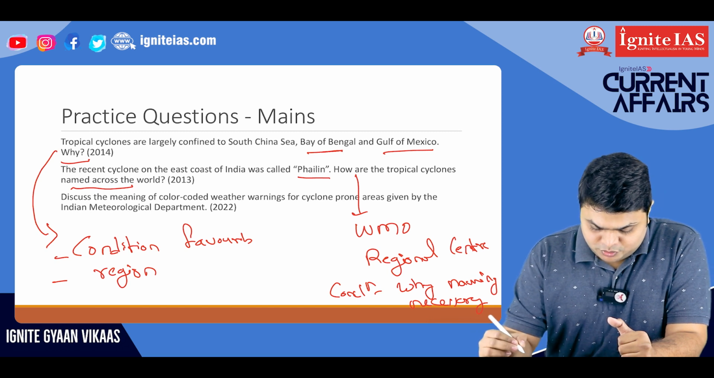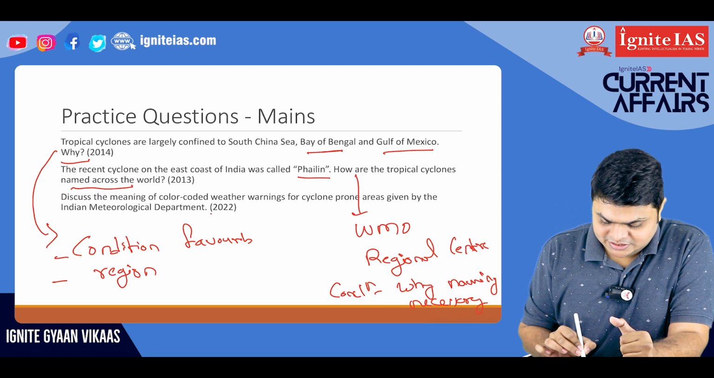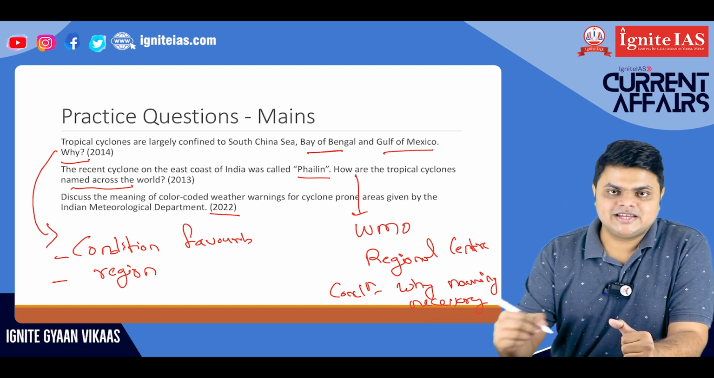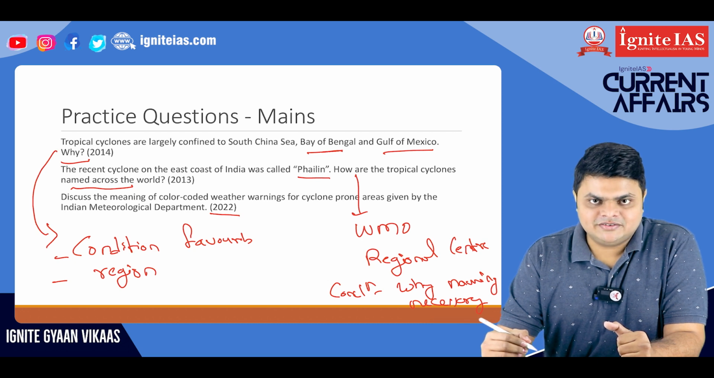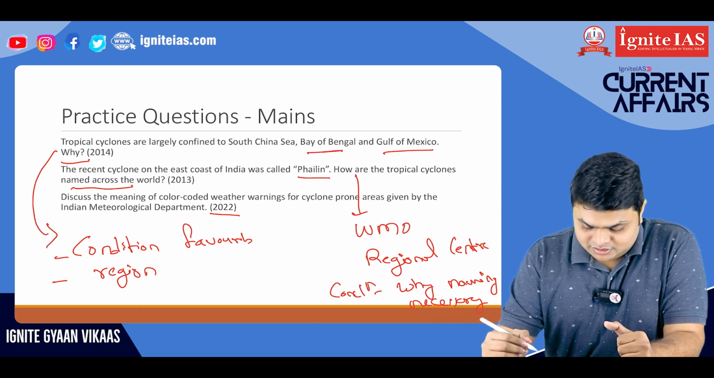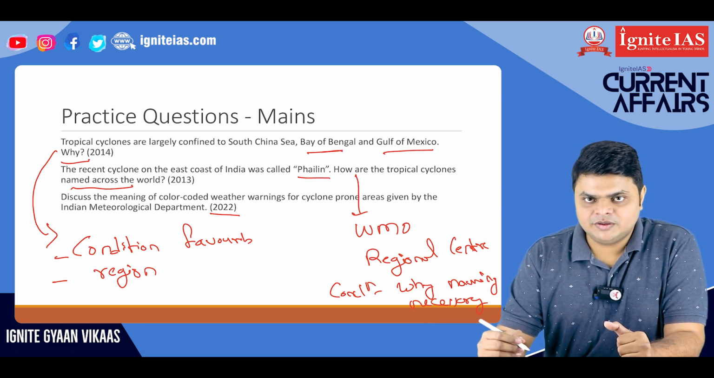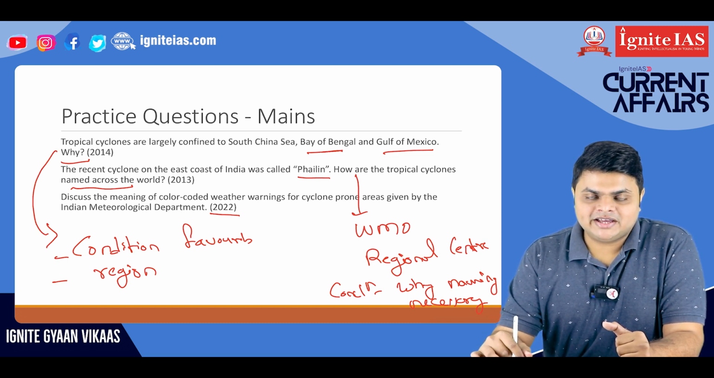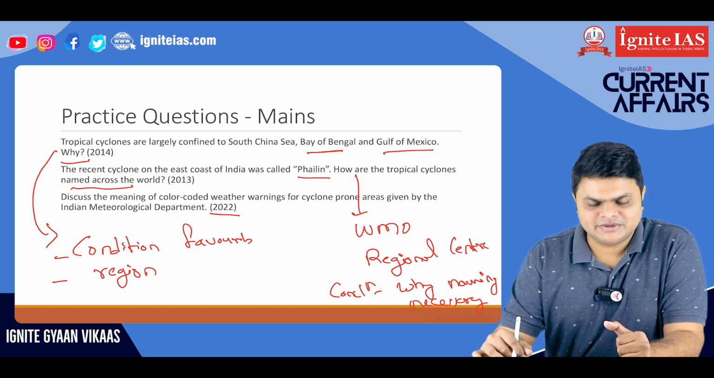Okay. One more question is, discuss the meaning of color-coded weather warnings for cyclone-prone areas given by IMD. This was asked in 2022. So we have seen what color-coded warnings IMD gives, and you can write those exactly the way they are. And you can also write a small conclusion on why such color-coded warnings are necessary, because they can give people exact warning. People can know what the impact of the cyclone will be, and they can prepare themselves, and it will even help in disaster management activities.